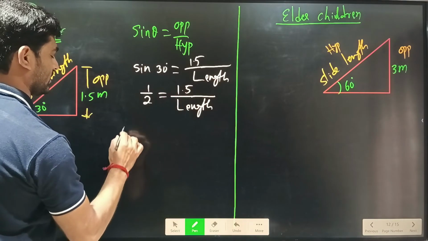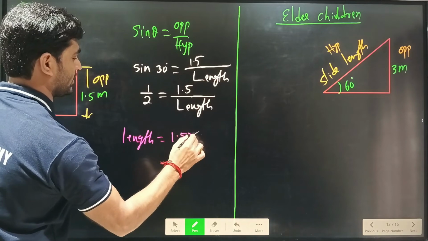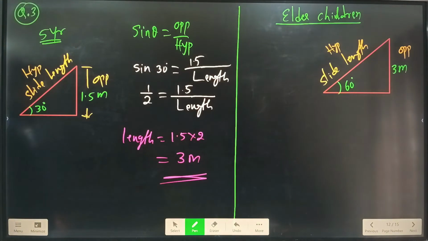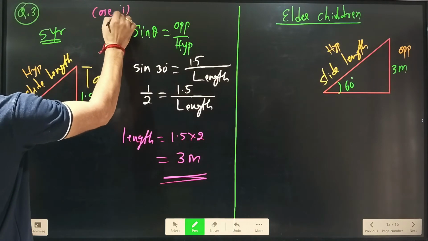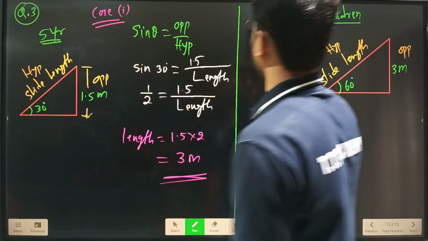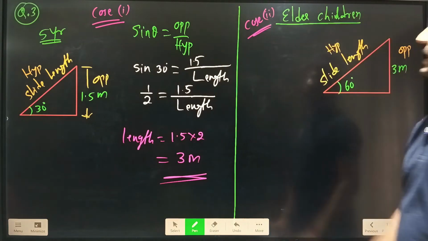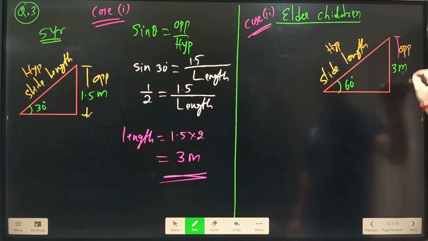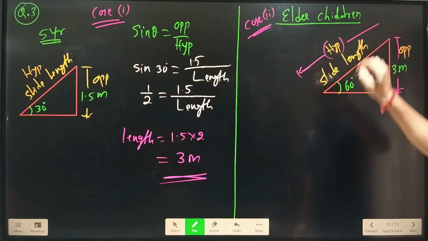Cross multiplication, therefore length is equal to 1.5 into 2, that is 3 meters. That's it for case number 1. Case 1 is clear. Next, case 2. What is case 2? For elder children. Yes, again here also this is the opposite side and here is the hypotenuse side, you can observe here.